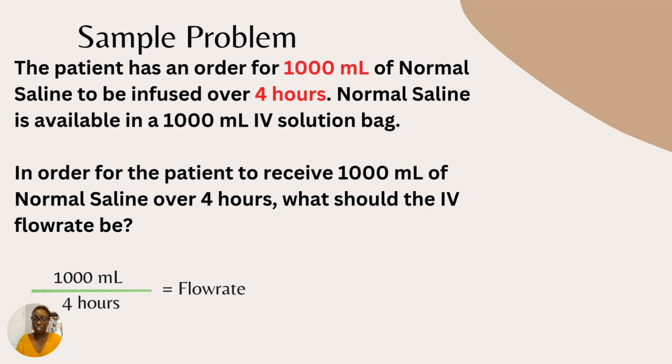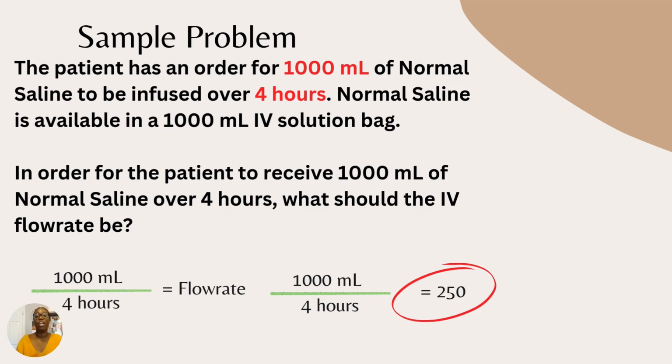So the last thing that we're going to do is divide our numerator by our denominator. So 1,000 divided by 4, and that's going to give us an answer of 250. So in order for the patient to receive 1,000 milliliters of normal saline over 4 hours, the IV flow rate should be 250 milliliters per hour. Do not be like me. I forgot to write the unit of measurement at the end. I just wrote 250, but the answer is 250 milliliters per hour.